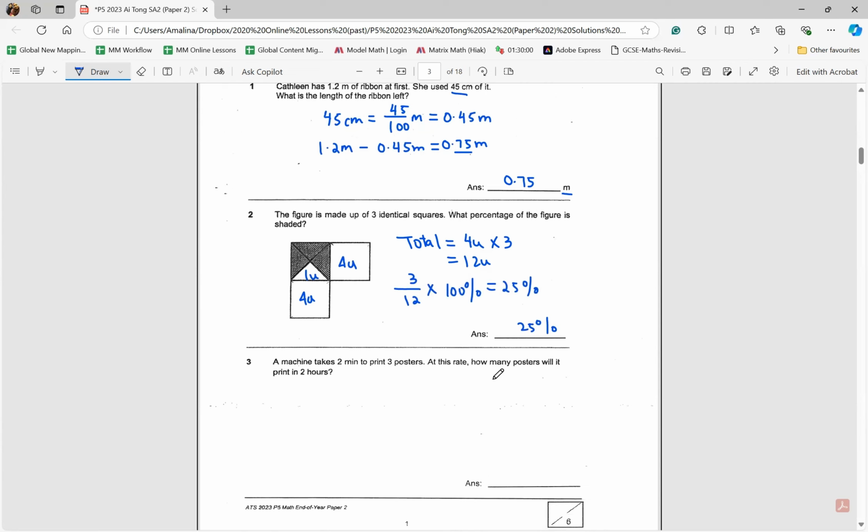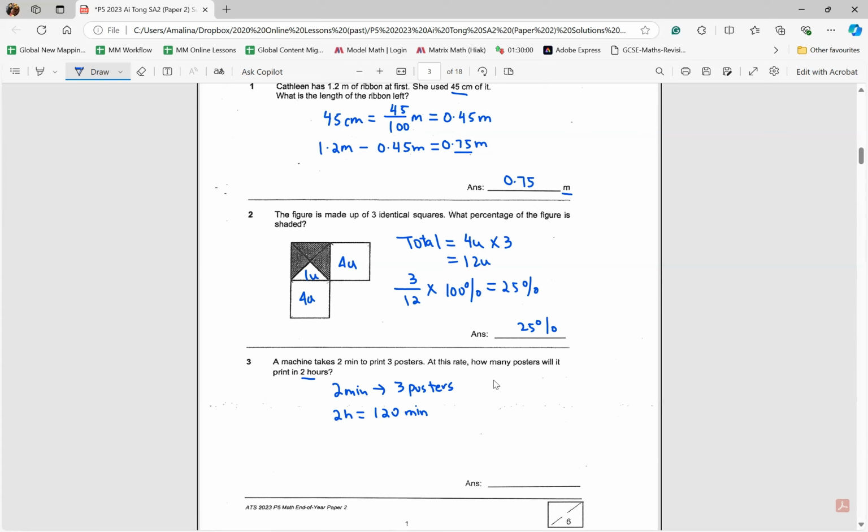Okay. Now question number 3. A machine takes 2 minutes to print 3 posters. At this rate, how many posters will it print in 2 hours? So every 2 minutes, I will print 3 posters. Now 2 hours, I change to minutes. I'll get 120 minutes, because 2 times 60 will give us 120.